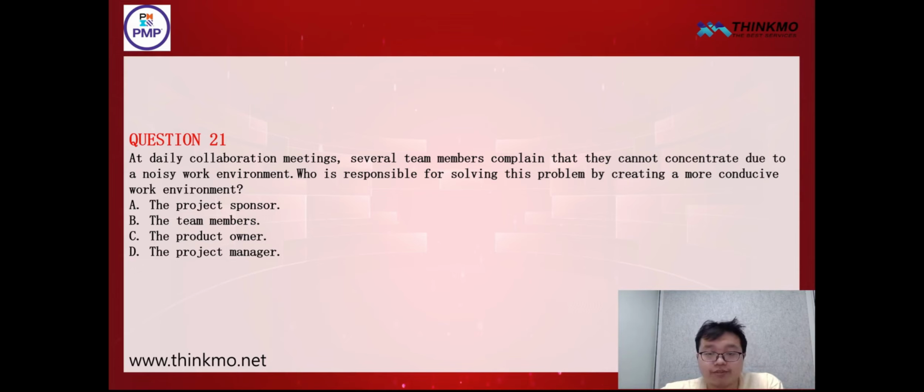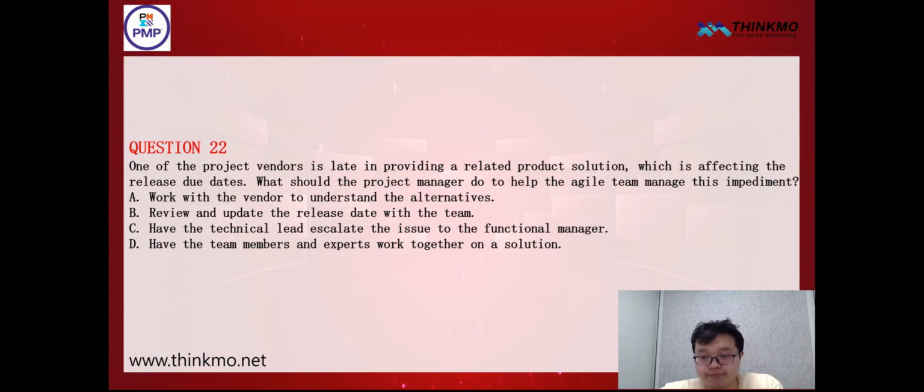All right, next, let's take a look at question 22. This question is about a supplier in our project who experienced a delay when delivering a related product solution, which affected the release date. So what measures should our project manager take to help our Agile team deal with this obstacle? Now, here's a problem. What is it? The solution has been delayed. At this point, let's first take a look at the options and see which measure we should take.